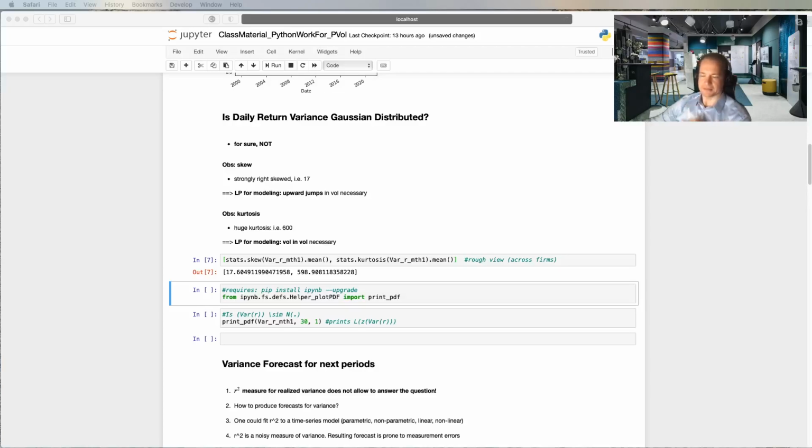Okay, so welcome back. I'm running the file locally. I've installed that upgrade here. Now that should work. Yes. And let's just quickly look into that function.